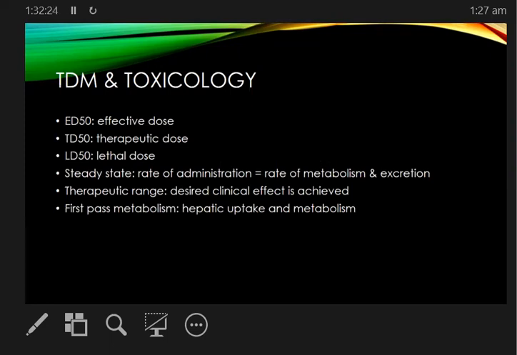When we say steady state, this is achieved when the rate of administration equals the rate of metabolism and excretion, at which the level of your drug is at an equilibrium. Therapeutic range is the range at which clinical effect is achieved, the level of your drug at which it is capable of treating or managing the condition of your patient. First pass metabolism refers to the hepatic uptake and metabolism of your drugs. The uptake and metabolism of your drugs takes place in your liver.